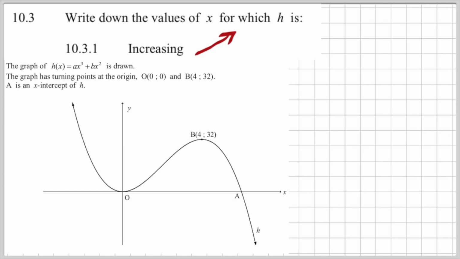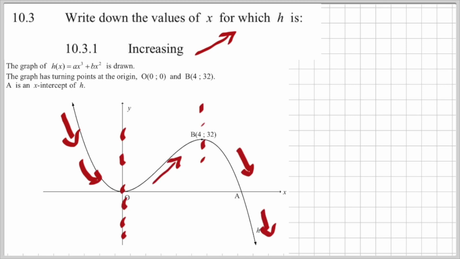If I analyze my sketch, from left to right, it starts going down, goes up, goes down again. Now, where does it change direction? At x equal to 0 and at x equal to 4. Those are my 2 places where it changes from sloping down to sloping up and then sloping down again.